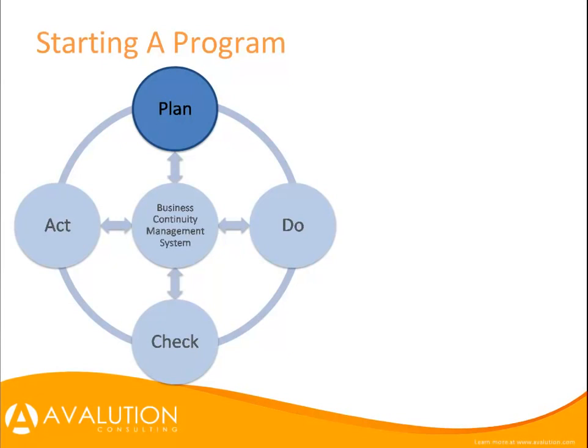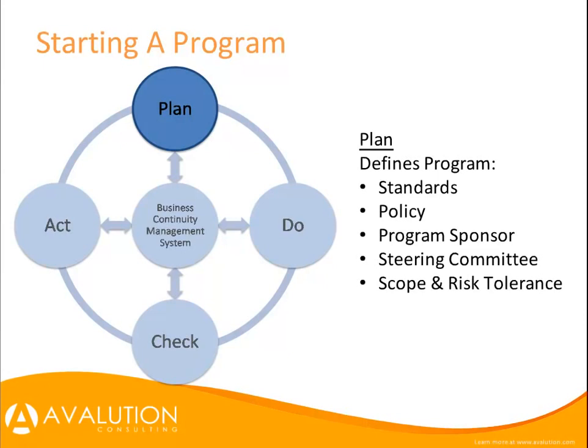In the business continuity lifecycle, plan includes defining the business continuity management program, including the identification of standards, creating a policy statement, appointing a program sponsor and steering committee, and establishing an initial program scope and risk tolerance. Specific to business continuity, one of the most important plan activities is for executive management to identify what they want to protect and recover with respect to the business continuity program.